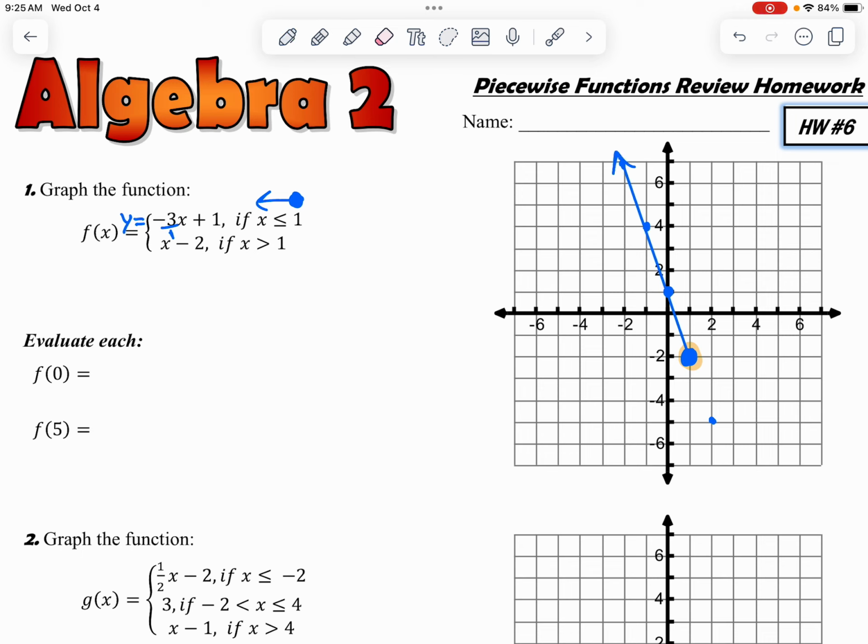I'm going to go back. I'm going to erase any points to the right of 1. So this point down towards the bottom, I'm going to erase that. And this is my first piece. All right, so now we'll move on to the second piece.